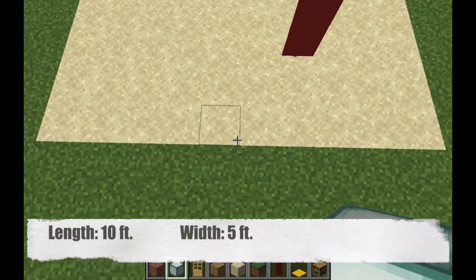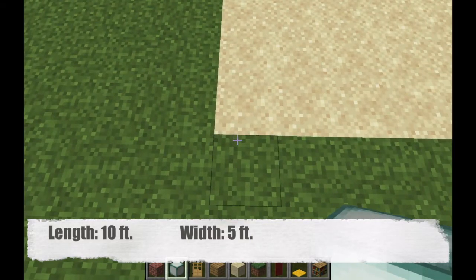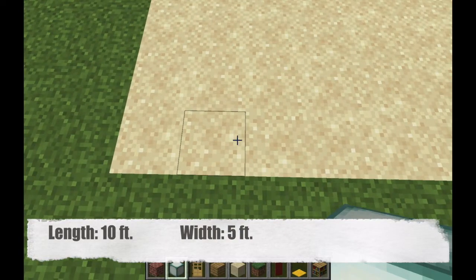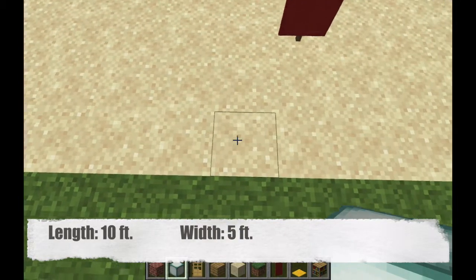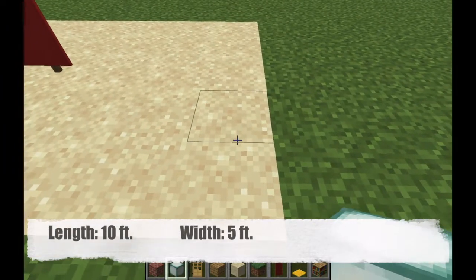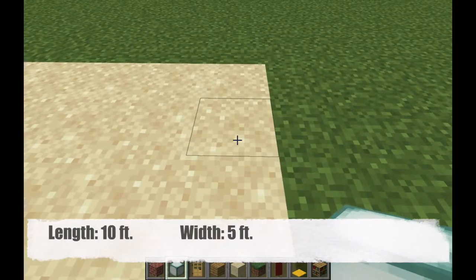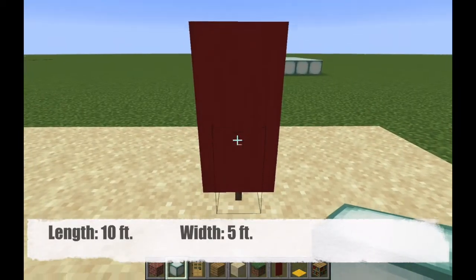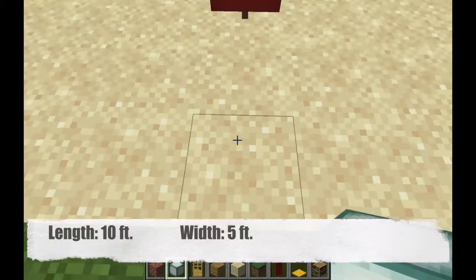So again, we're going to pretend these blocks are in feet this time. So let's count. We've got 1, 2, 3, 4, 5, 6, 7, 8, 9, 10. So that's my 10 feet. And then I have my 1, 2, 3, 4, 5 for my 5 feet. So here's my sandbox and even a little red shovel kind of looking thing there.